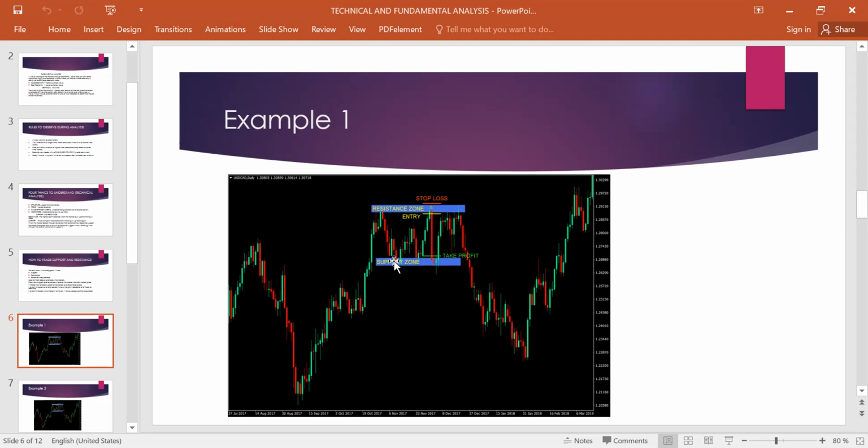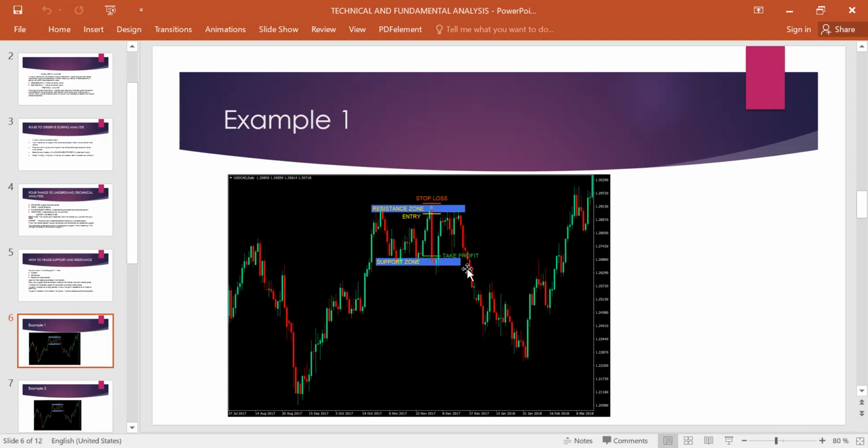So this is the support. When the market's moving down and then the movement is resisted, that's the support. So the market supports the zone. And then the resistance is when the market's going up and then it's resisted. So that's the resistance zone.